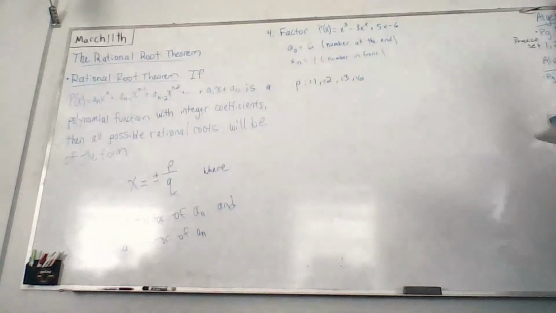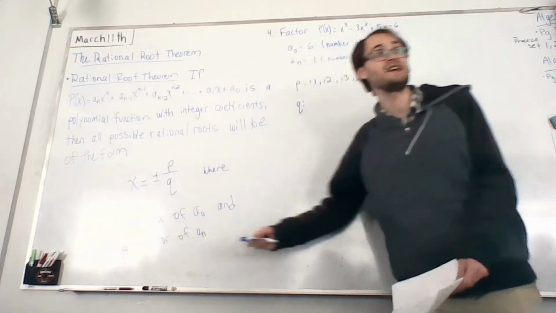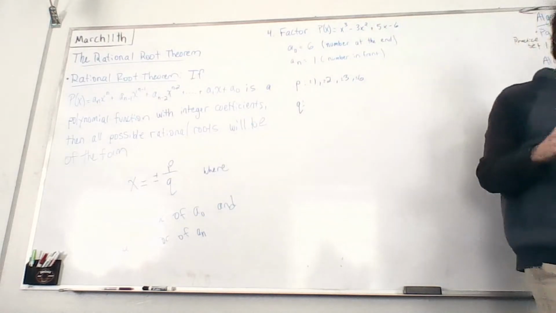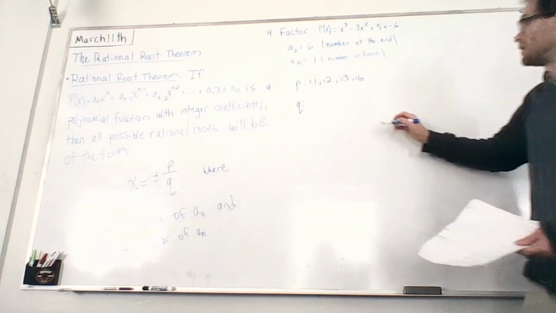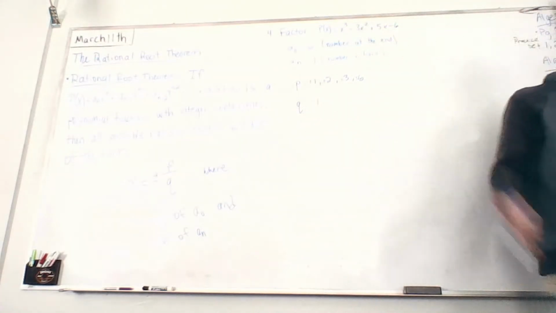Very similar with Q. Factors of A sub n. What are the factors of 1, y'all? 1. Just 1. Negative 1. But I will put plus minus 1.